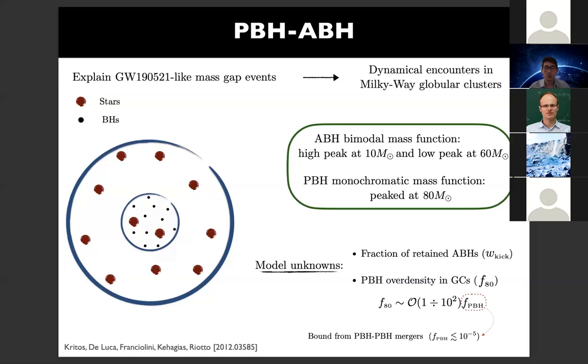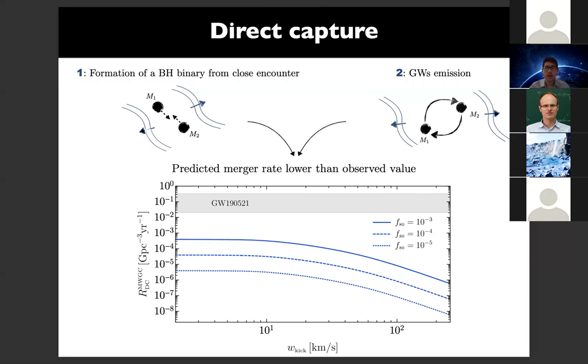And now I'm going to describe three possible mechanisms which could explain this kind of event. The first is the direct capture. The picture is that you have an astrophysical black hole and a primordial black hole, which move very close to each other. Since they are so close, there is an emission of gravitational waves, which leads to the formation of a binary, which will later merge due to emission of gravitational waves.